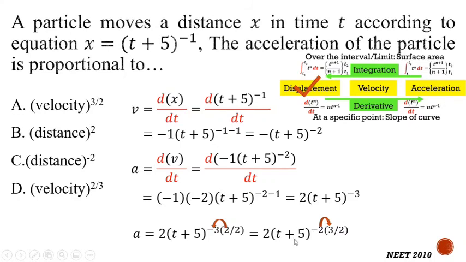So this can be written as velocity raised to 3 by 2. Here you can see these are the two common terms and I will replace this term with the help of velocity. So this becomes minus v raised to 3 by 2. That means the acceleration is directly proportional to the velocity raised to 3 by 2, which is the correct answer. Velocity raised to 3 by 2. Here option A is the correct answer.